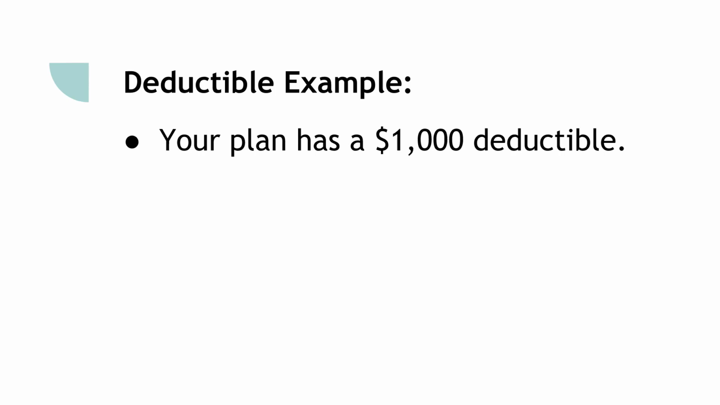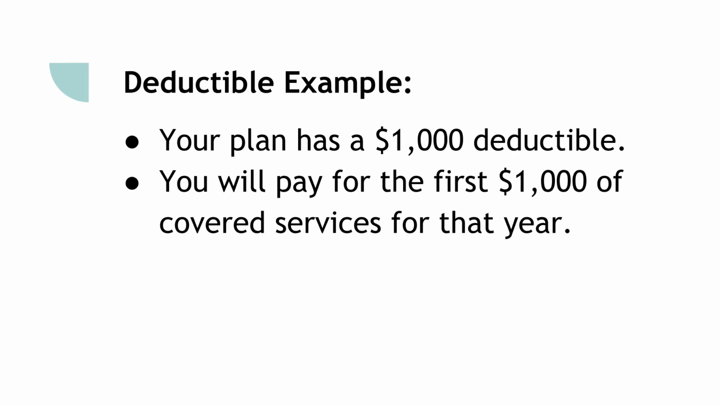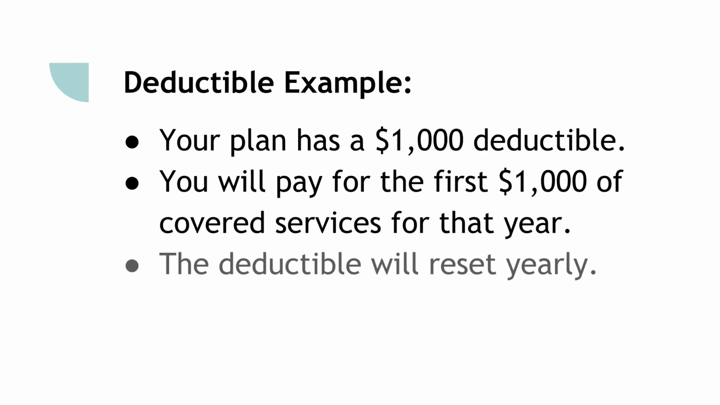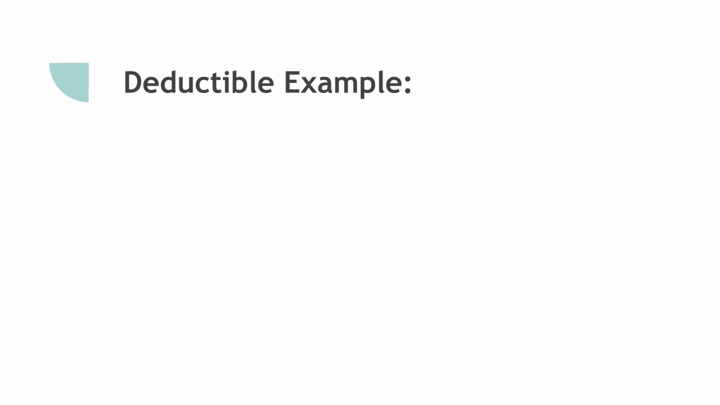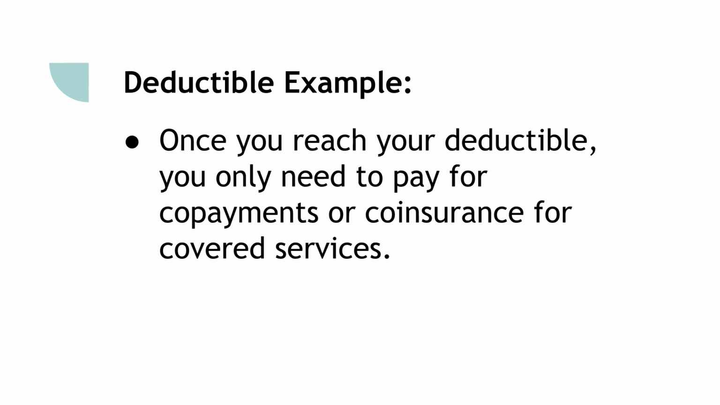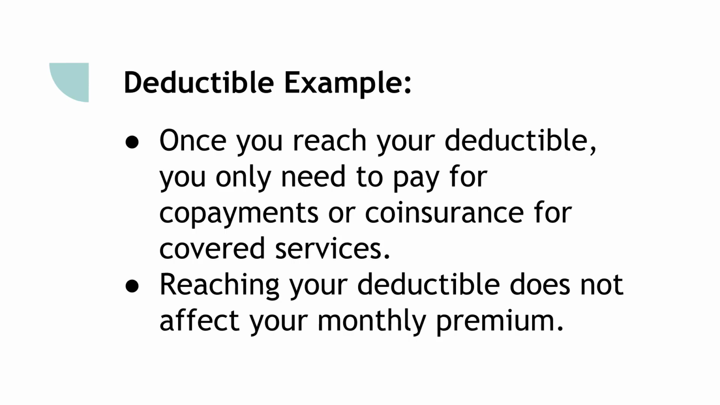For example, if your plan has a $1,000 deductible, you pay the first $1,000 of covered services yourself for that year. The deductible will reset yearly. Therefore, you'll once again need to pay the first $1,000 of your covered services for each year. After you pay your deductible, you only need to pay for copays or coinsurance for covered services. Reaching your deductible does not affect your monthly premium.